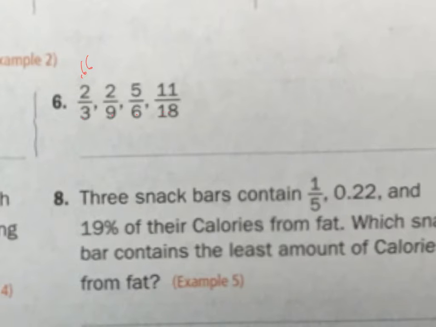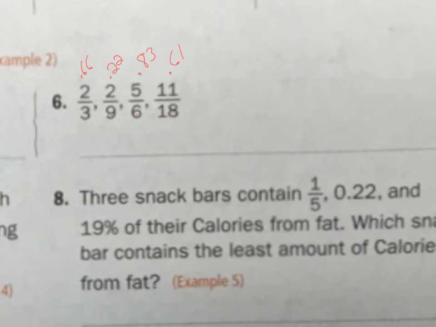2 divided by 9 equals 0.22. 5 divided by 6 equals 0.83. And 11 divided by 18 equals 0.61. So now I'm doing least to greatest. I look at the money.